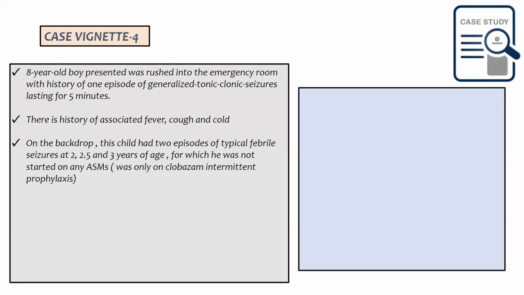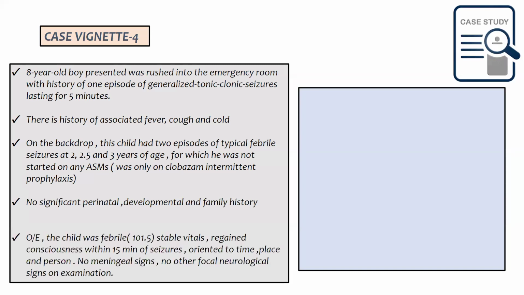On the backdrop, the child had episodes of typical febrile seizures at 2 years, 2.5 years, and also at 3 years, total three, for which he was not started on any anti-seizure medication. This technically tells you that these were all typical seizures. All right. So that was the clue which I was getting from the history. No significant perinatal history, developmental history, or family history as well. On examination, the child was febrile, but vitals were stable. He regained consciousness within 15 minutes of seizure, and he was totally oriented to time, place, and he was answering all the questions. No meningeal signs and no focal deficits on examination.